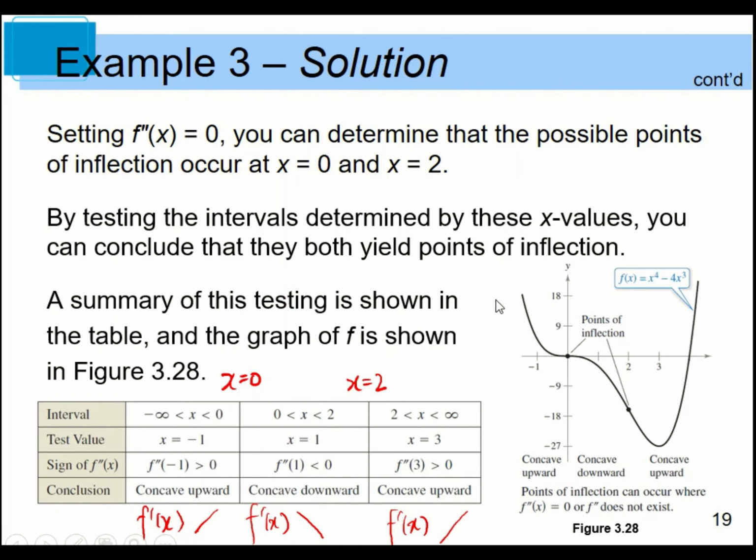So when we sketch the graph, from negative infinity to 0, the graph is concave upward. And from 0 to 2, the graph is concave downward. So we know that at this point, when x equals 0, the concavity changes from upward to downward. So x equals 0 is a point of inflection.